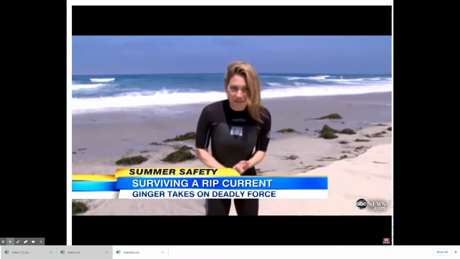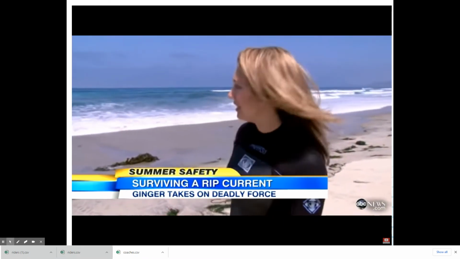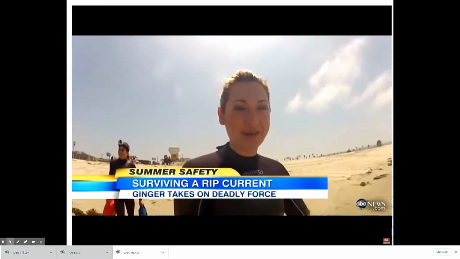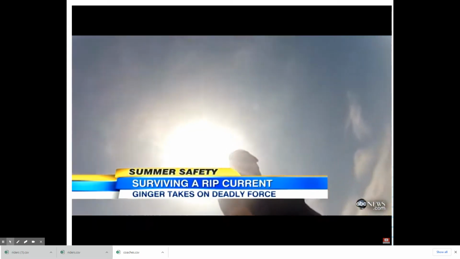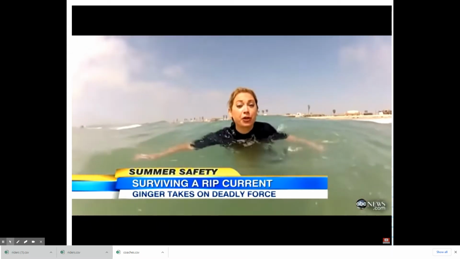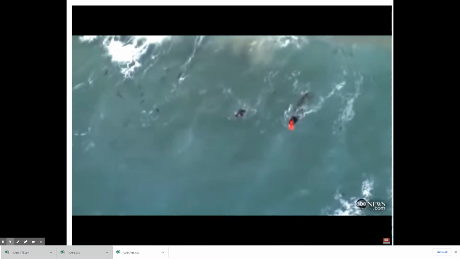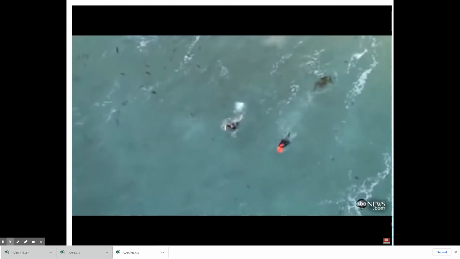I am definitely nervous, mostly because they tell me the water temperature is somewhere in the low 60s. Here we go. Oh my God. I just stepped out. I can feel it get deeper quickly, and the waves are not breaking where we are. That's a good sign that you're in a rip current.